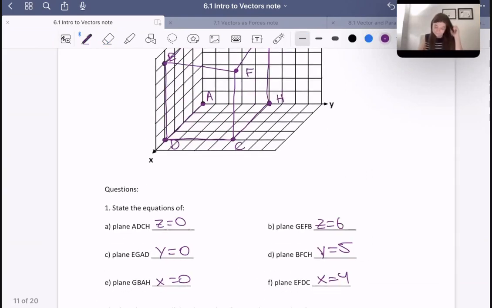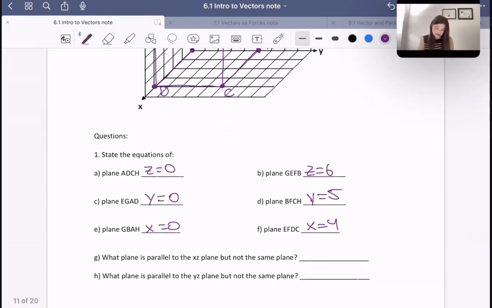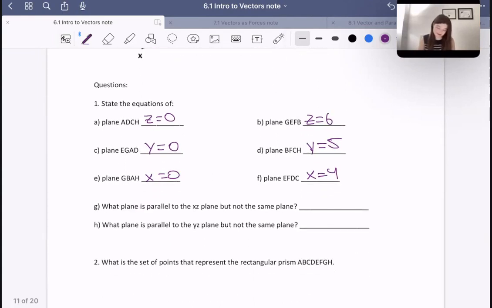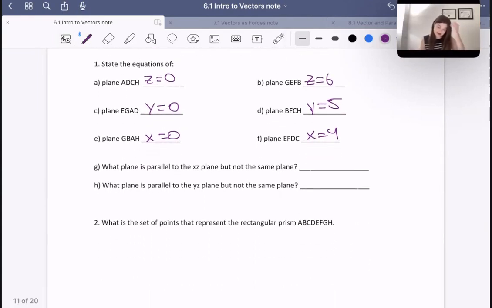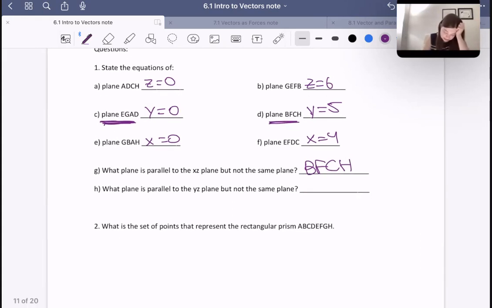Okay. So now it says, what plane, I guess I already answered some of these, but we'll go through them again. What plane is parallel to the XZ plane, but not the same plane? Well, the same plane as the XZ plane is where Y equals 0. So it would be this one, but it says not the same plane. So it would actually be this one here, BFCH. And this one asks, what plane is parallel to YZ, which the YZ plane is this one where X is 0. But not that one. So it would be this one here, EFDC.